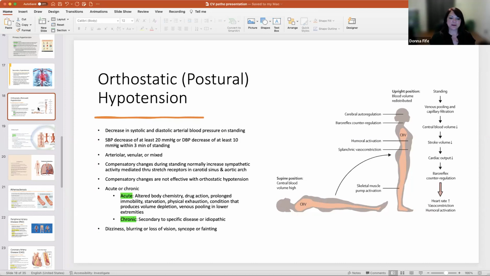Acute, there's altered body chemistry, drug action, prolonged immobility, starvation, physical exhaustion, or conditions that produce volume depletion or venous pooling in the lower extremities that can all lead to acute hypotension. Chronic, this could be secondary to a specific disease, or it can be idiopathic, or no known cause. Patients may have dizziness, blurring or loss of vision, syncope, or fainting.